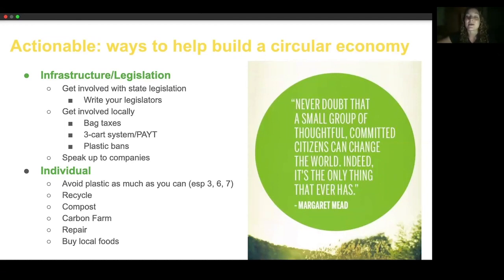We still haven't even talked about the entire circular economy vision, which remember includes things like sustainable travel and green spaces and health. So I'll leave you with this quote that I look at probably 10 times a day while I'm working, which is, never doubt that a small group of thoughtful, committed citizens can change the world. Indeed, it is the only thing that ever has. So that was said by Margaret Mead.